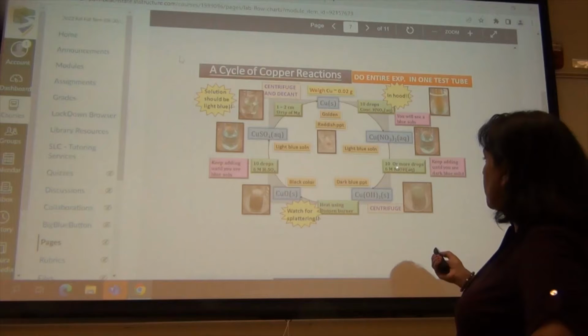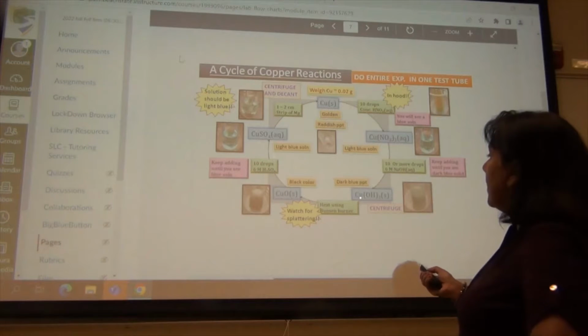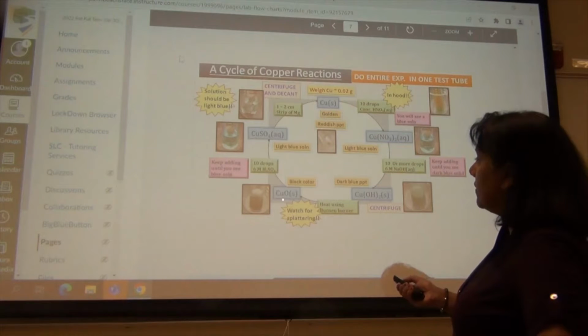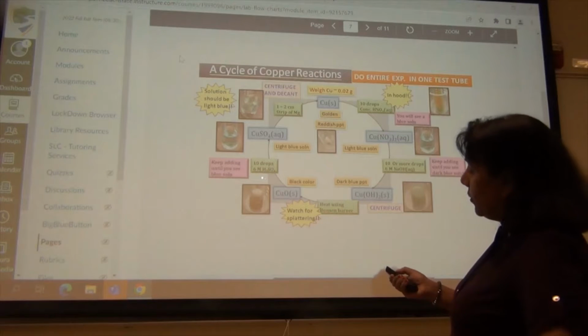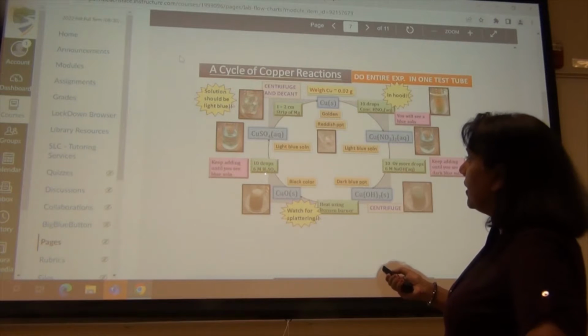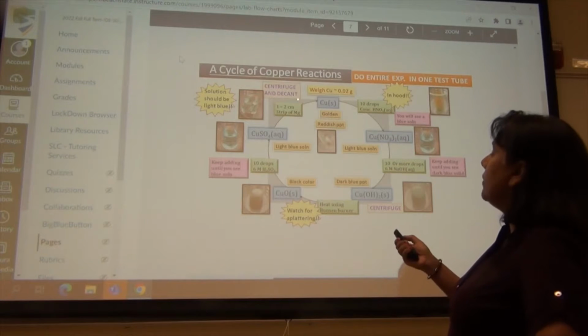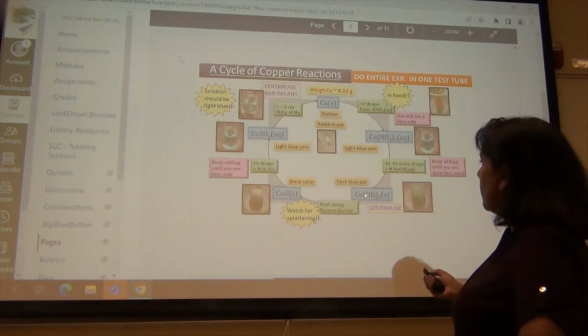Then we're going to add sodium hydroxide. That will give us copper hydroxide. Then we will heat it using the Bunsen burner a little bit, and that will give us copper oxide. Then we'll add sulfuric acid, not sodium, but sulfuric acid, and that will give us copper sulfate. And then we'll take it back to copper.